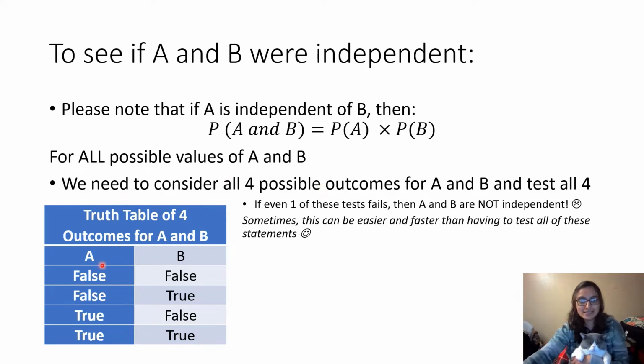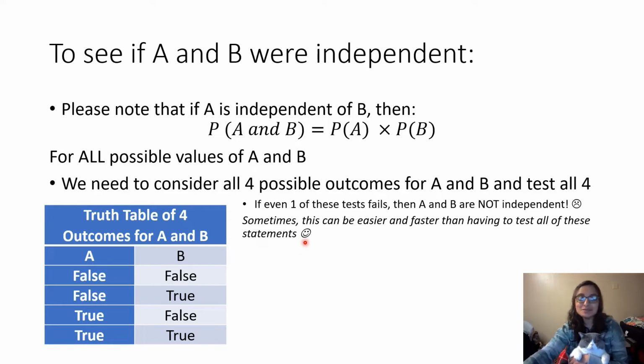So basically, A could be false and B false, A false and B true, A true and B false, or both of them could be true. So we need to consider all four of these possible outcomes for A and B and test all four of them. And if even one of these tests fails, then A and B would not be independent.